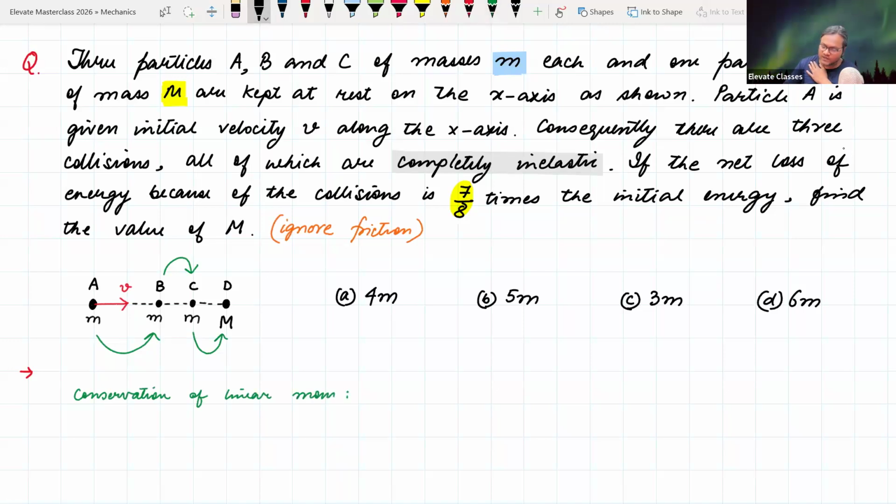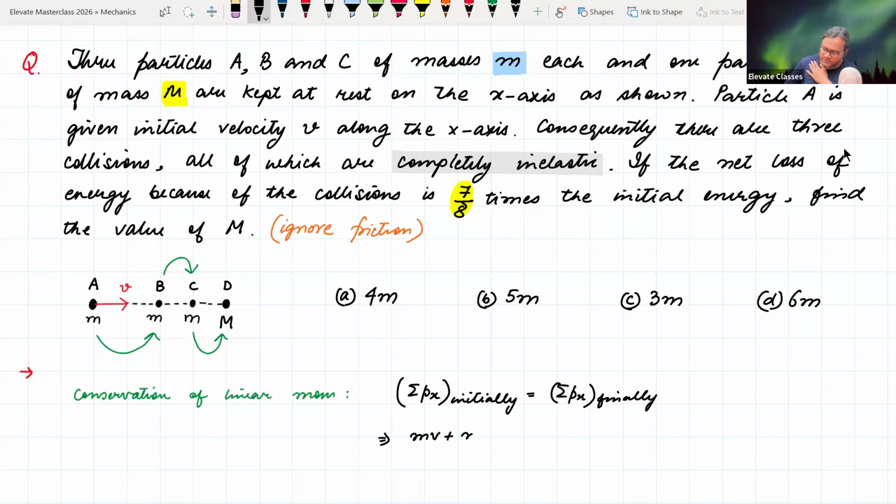So if you apply conservation of linear momentum, let's say initially and finally, that means the summation of all the momenta initially and finally. So what is the initial momenta? mv plus M0 plus M0 plus capital M0, because except for mass A, all the other masses were at rest.